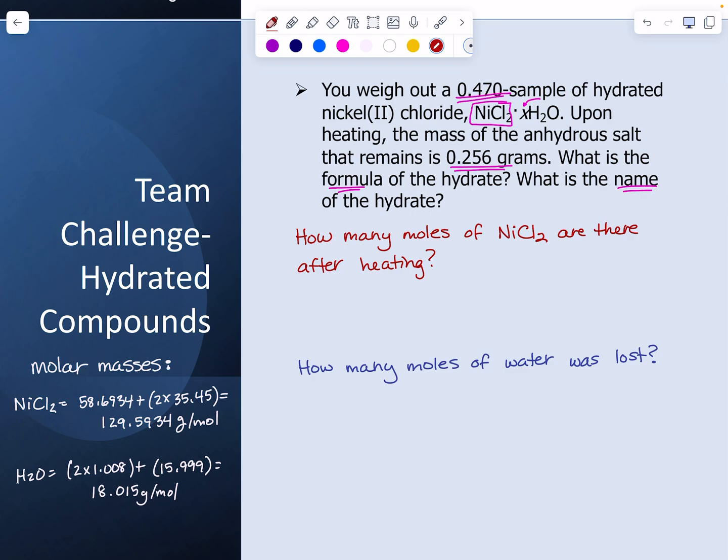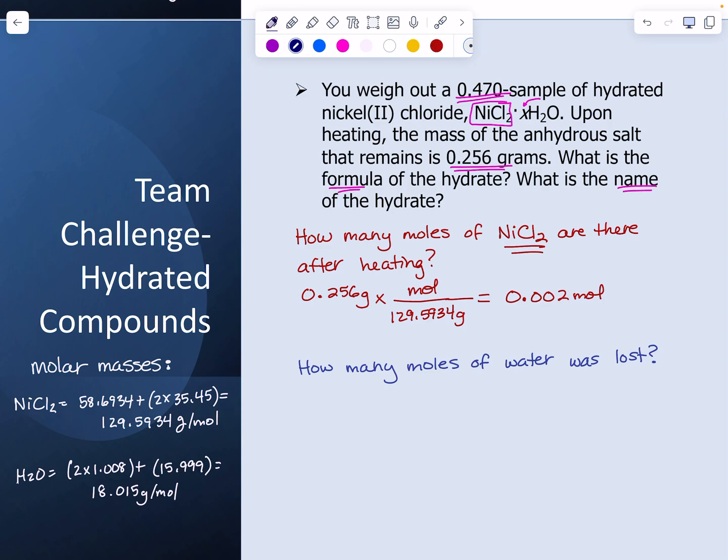All right, so who can tell me how many moles of the nickel chloride there were after heating? So you had 0.256 grams, right? And the molar mass is 129.5934 grams per mole. So what did that come out to be? Anybody get that number? It's 0.002 moles.